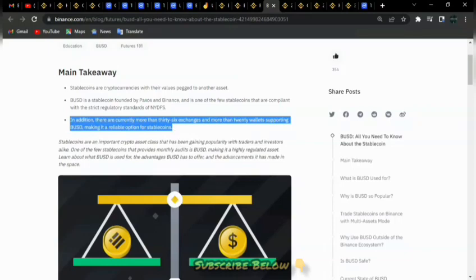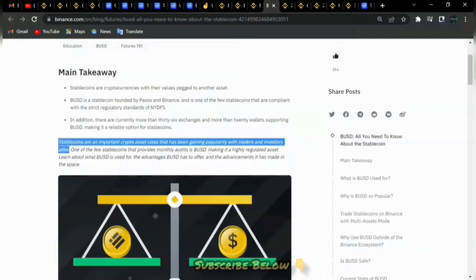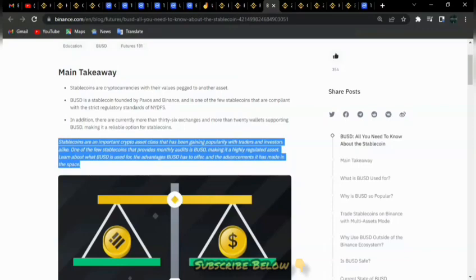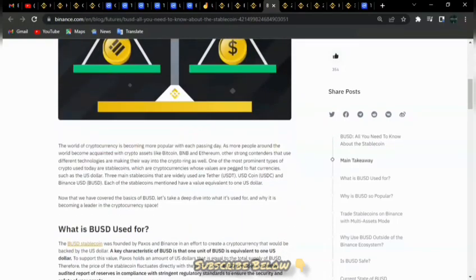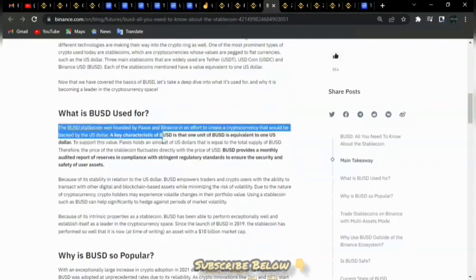Now in addition, there are currently more than 36 exchanges and more than 20 wallets supporting BUSD, making it a reliable option for stablecoins. Now you want to know that most of these newer stablecoins, which have not been tested or have not been around for too long, might not be very good stablecoins to push through with, unless you do your research. So you want to always do your own research. Now, however, stablecoins are an important crypto asset class that has been gaining popularity because they give users an opportunity to minimize their losses when it comes to market volatility, because their assets are usually pegged to the dollar. Now, looking at what BUSD is, the BUSD stablecoin was founded by Paxos.